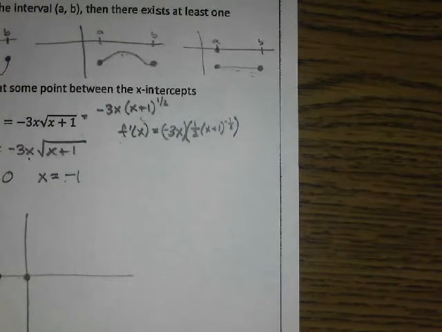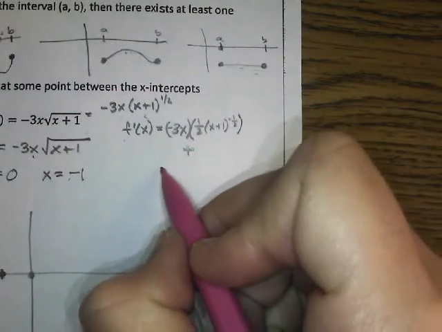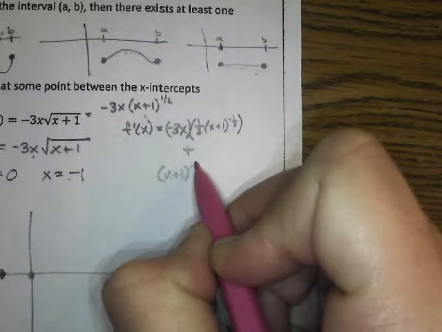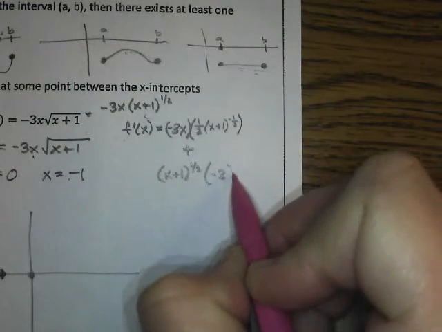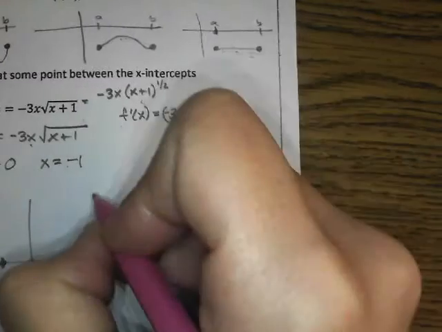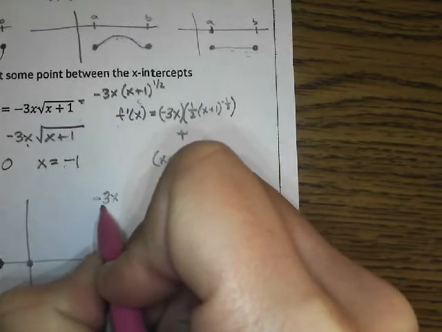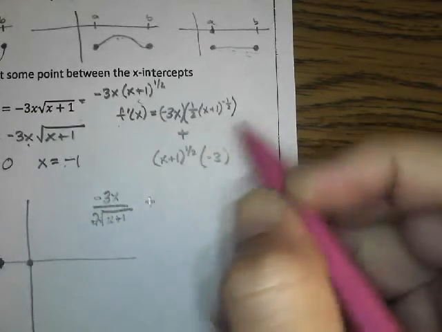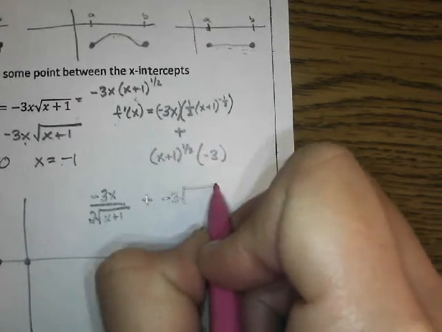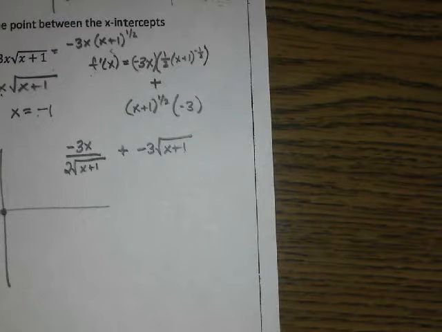First times derivative of the second plus the second, and what's the derivative of the first? -3. Okay, so I'm going to clean this up. We have -3x over 2 root x plus 1 plus -3 root x plus 1. And I want to know when this equals 0.